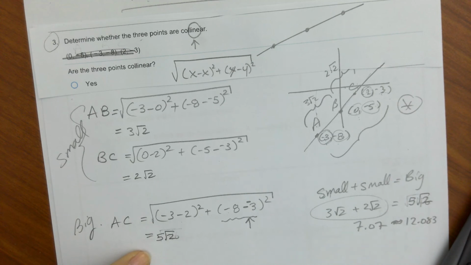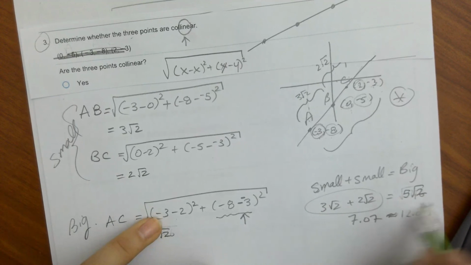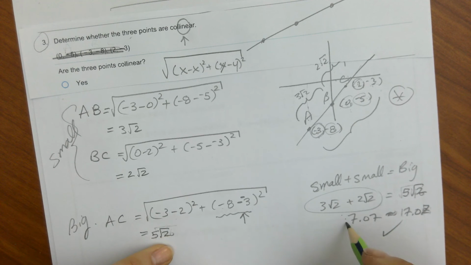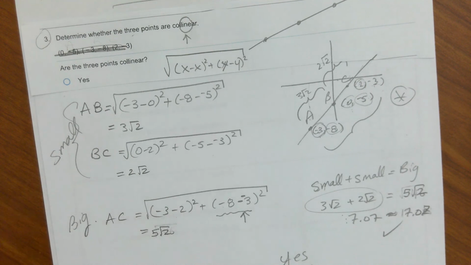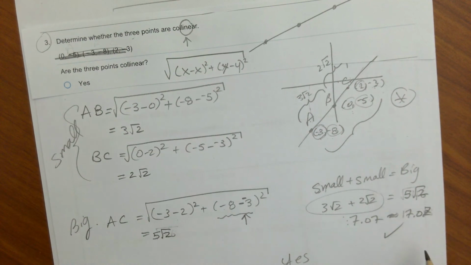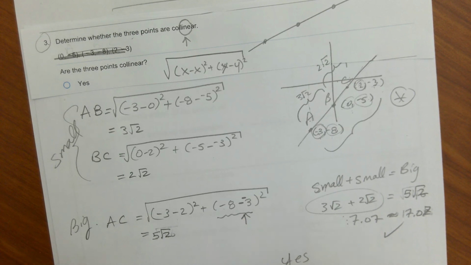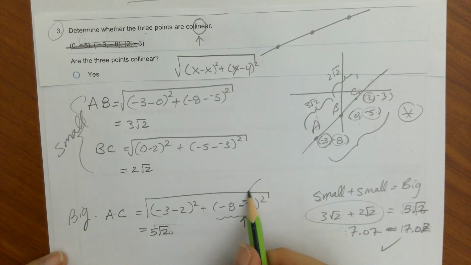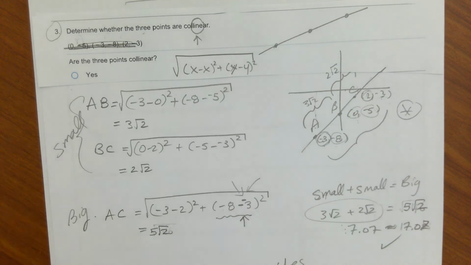And 5 root 2 is equal to 7.07. So they're the same. So if they're the same, then yes, they are all on the same line. So yes, they are collinear. If you end up that they're not the same, like we had before when I had a mistake, then you would say, no, they're not all on the same line. They are not collinear. So look at me. See, I lost a negative here. So be very careful. Even teachers lose negatives sometimes.